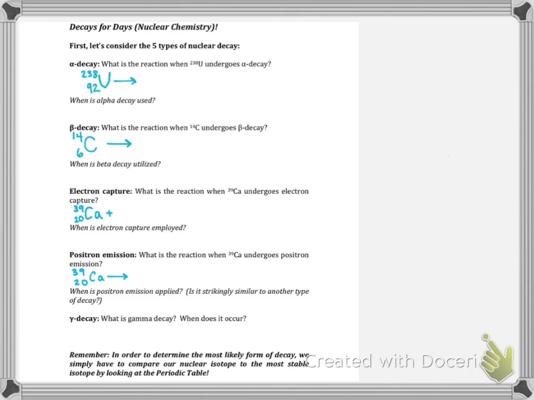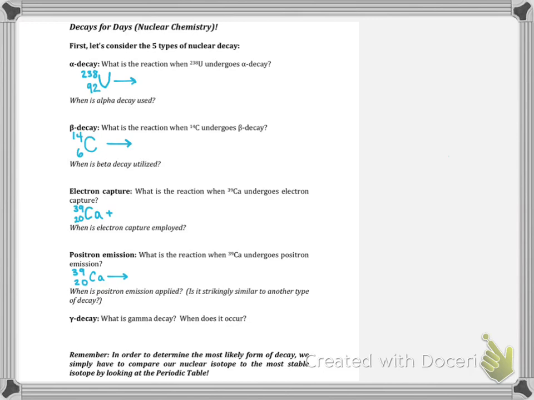So our first topic is looking at the different types of decay. We're going to go through these 5 decays, the first of which is alpha decay. And here they're asking us what's the reaction when uranium-238 undergoes an alpha decay.